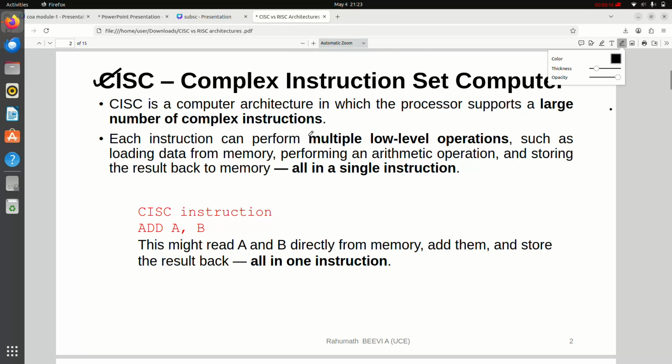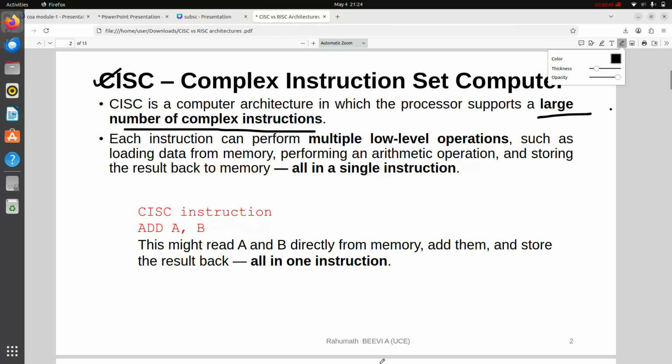CISC is a computer architecture in which the processor supports a large number of complex instructions. So the full form of CISC is complex instruction set computer. Here the processor supports a large number of complex instructions, as the name says. Each instruction can perform multiple low-level operations such as loading the data from the memory, performing an arithmetic operation, and storing the result back to the memory, all in a single instruction.